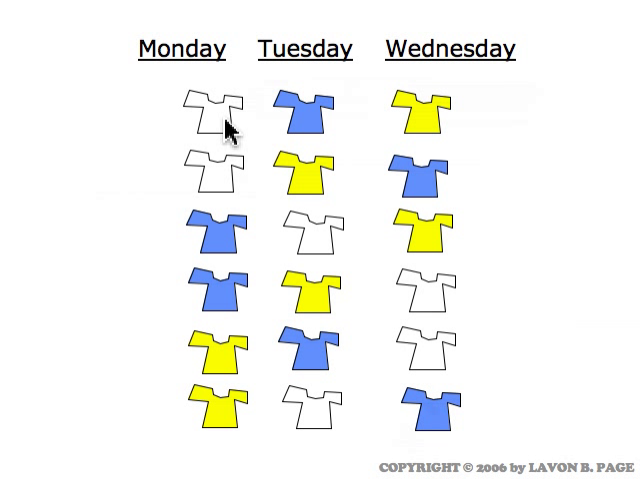He could wear the white one on Monday, the blue one Tuesday, the yellow one Wednesday, or white Monday, yellow Tuesday, blue Wednesday; blue, white, yellow; blue, yellow, white; yellow, blue, white; yellow, white, blue. I don't think you have to look at this picture very long to convince yourself that that's all the possibilities if Ed is going to wear a different shirt on each of those 3 days.